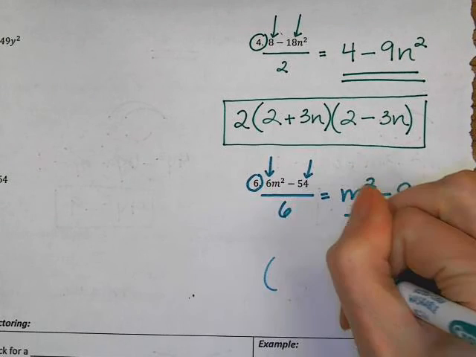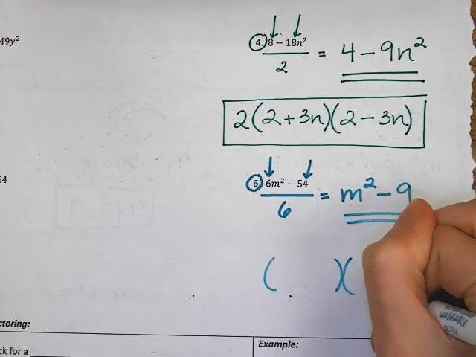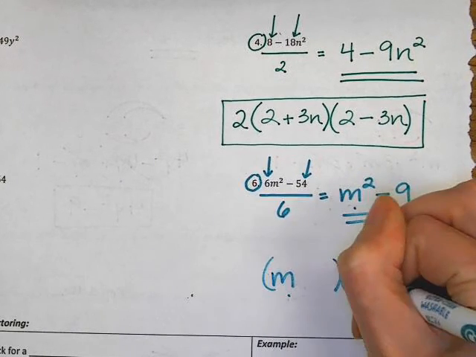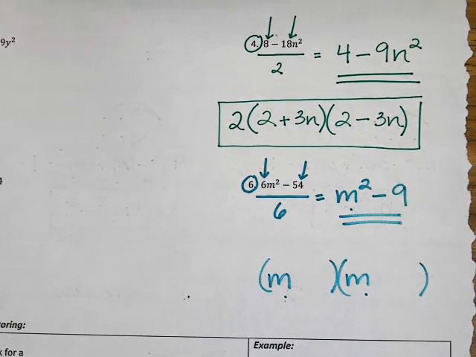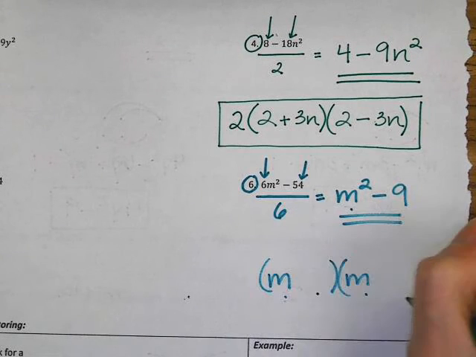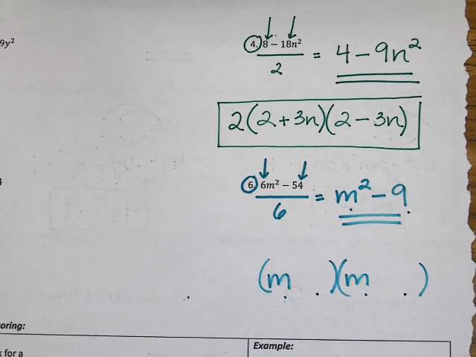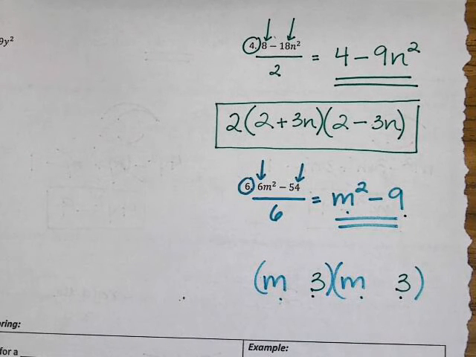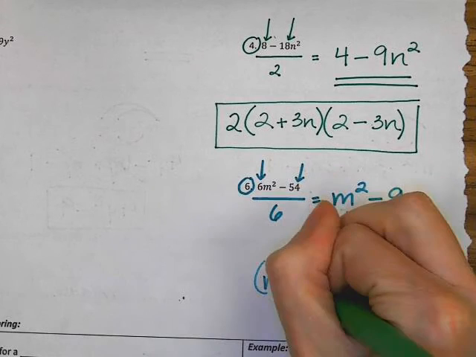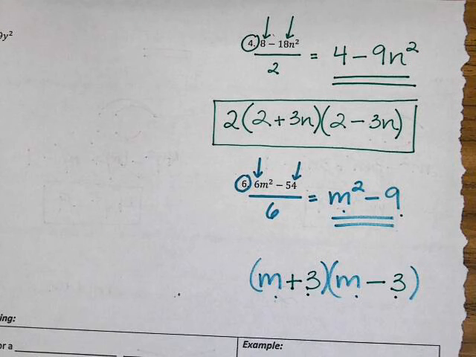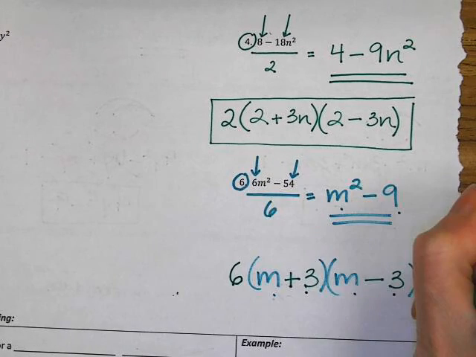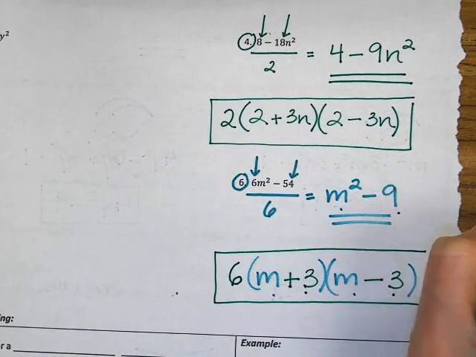All right, draw your parentheses. What times what is m squared? It's got to be m and m. Okay, and then what times what is 9? It's got to be 3 and 3, but in order to make the middle terms cancel, 1's plus and 1's minus. And then whatever that GCF was, make sure you drag it out to the front. That is your final factored answer.